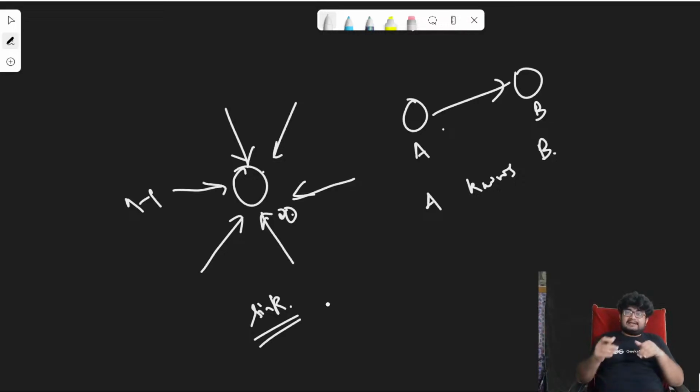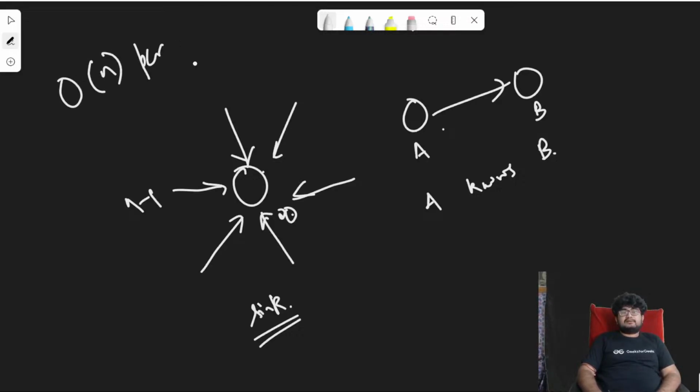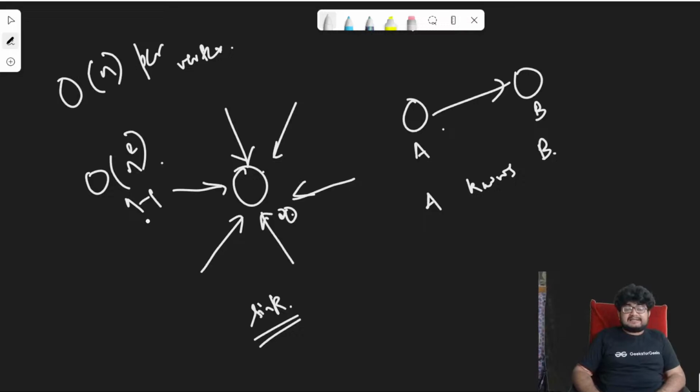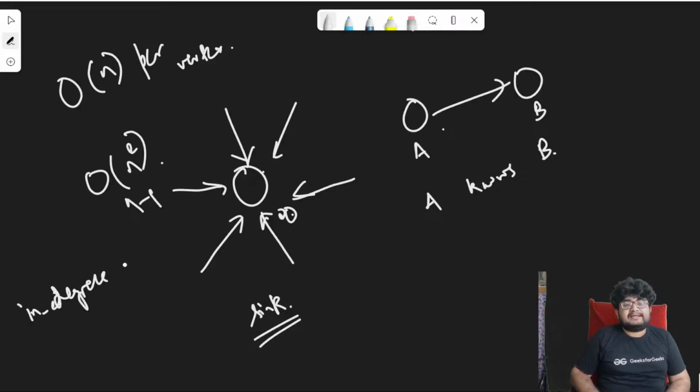So we can compare the degree of every vertex, or the number of incoming edges for every vertex. So what will be the complexity for computing the number of incoming edges? It will be order of n per vertex. So the total complexity will be order of n square, right? So that's definitely a solution where you can find the in degree and the out degree of every vertex. The in degree means number of incoming edges, right? So in degree should be equal to n minus 1, out degree should be equal to 0.